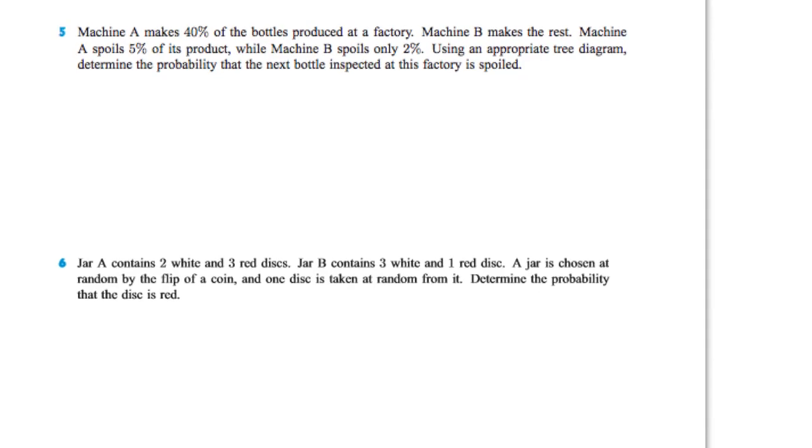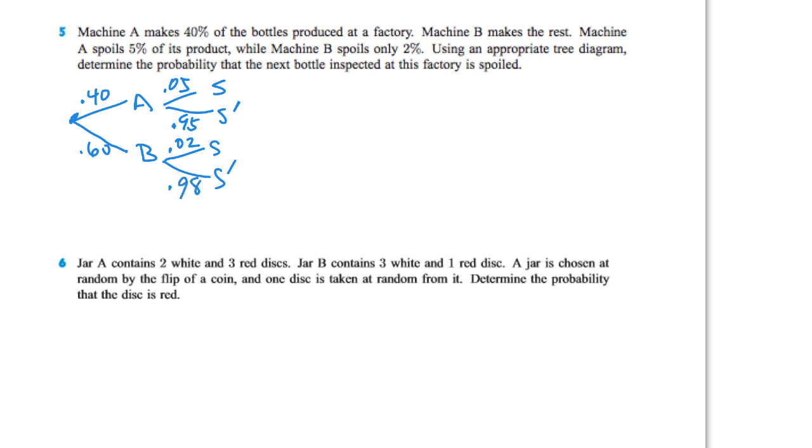Okay, so all of these, it doesn't say draw a tree, but you should recognize that when you read something that talks about a sequence of options, a tree is useful. So in a factory, we've got machine A making 40% of bottles and machine B making the rest. Machine A spoils 5% of the bottles and then doesn't spoil 95% of the bottles. Machine B spoils 2% of the bottles and therefore wouldn't spoil 98% of the bottles.